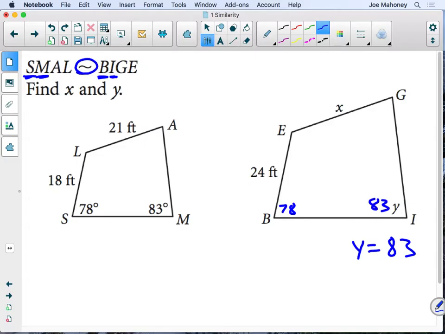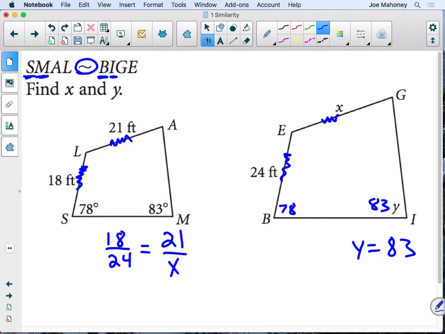So what that means is I can write a proportion, two equal fractions. I'm going to use the fact that side SL corresponds with side BE. I'll make a proportion like 18 is to 24, and that is going to be equal to a ratio of the other two sides. This side here, 21, to this side here, x, 21 over x.